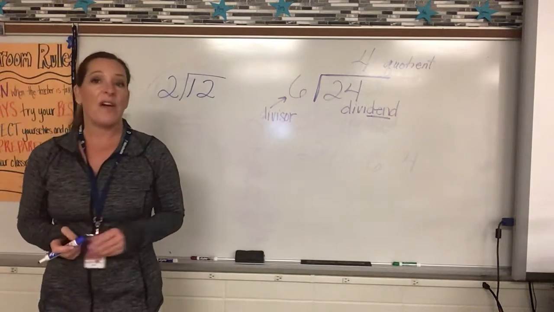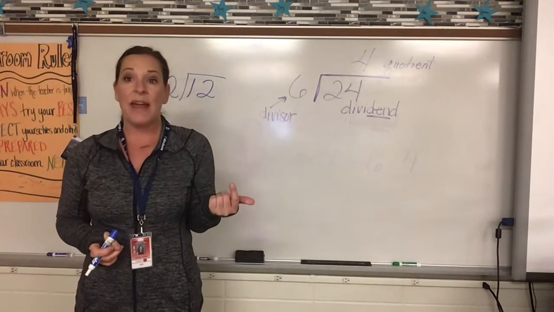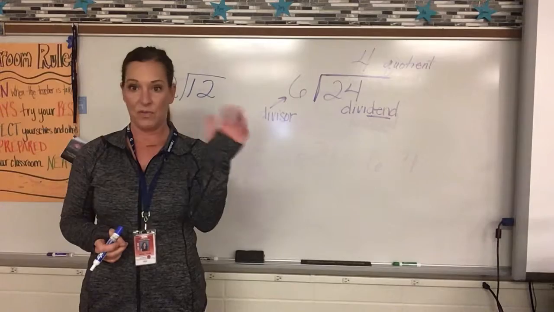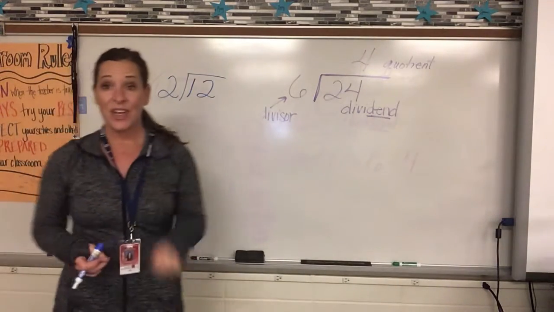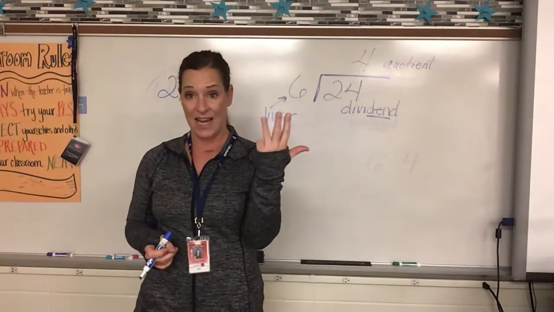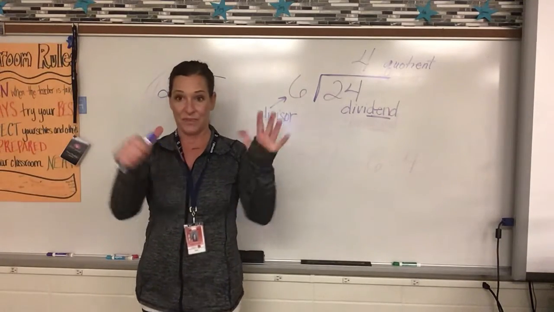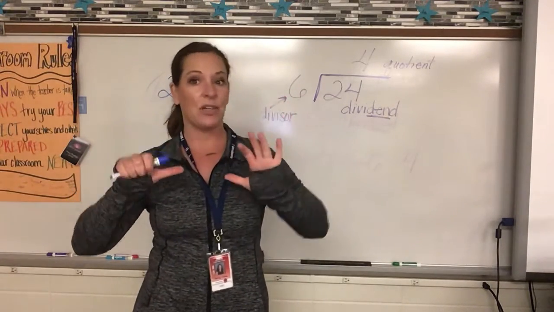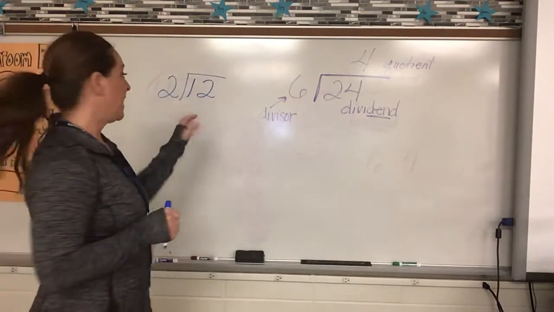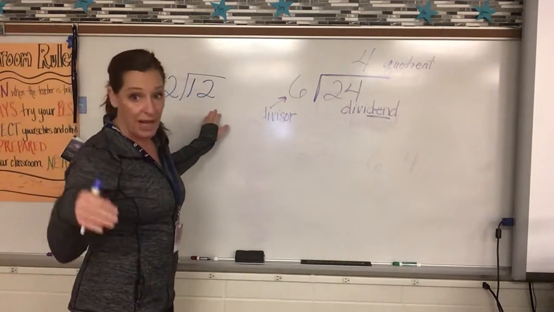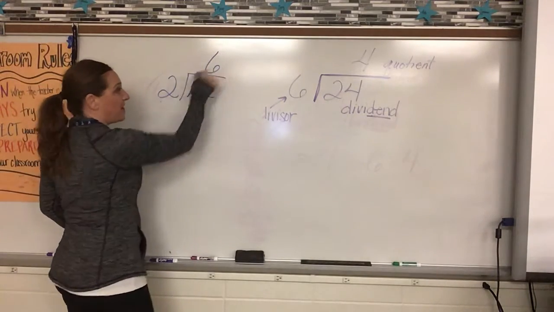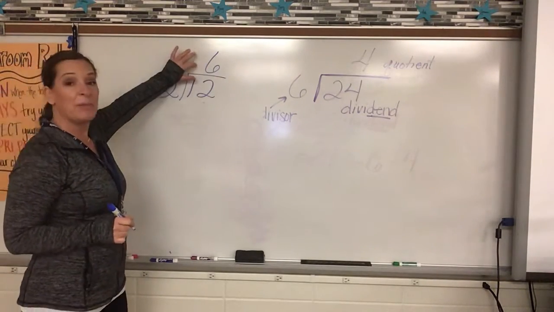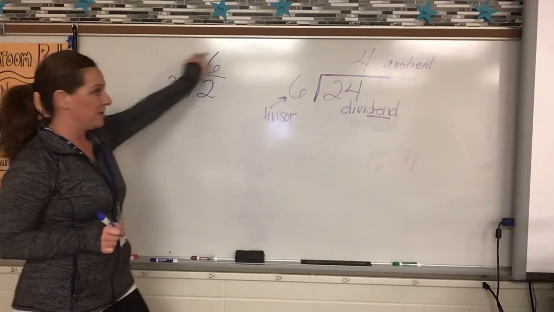Now ask yourself, how many groups of 2 can I make to get close to 12 without going over? This is where you count by 2s. 2, 4, 6, 8, 10, 12. I can make 6 groups of 2 to get close to 12, or actually we're gonna get right on 12. So 2 goes into 12 6 times. You're always building your quotient up here on the top.